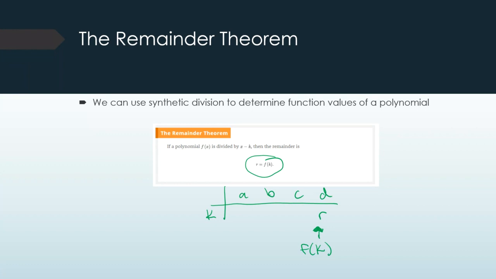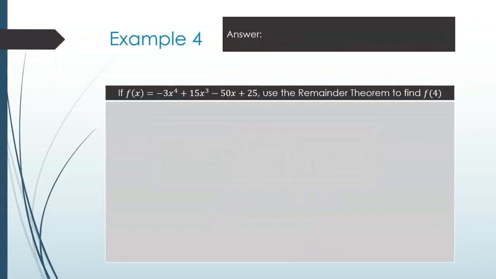So it actually gives me function values. So you can use synthetic division to evaluate a polynomial. And it's actually faster to do it this way than to use your calculator and do all the exponents. So here's an example of how this works.